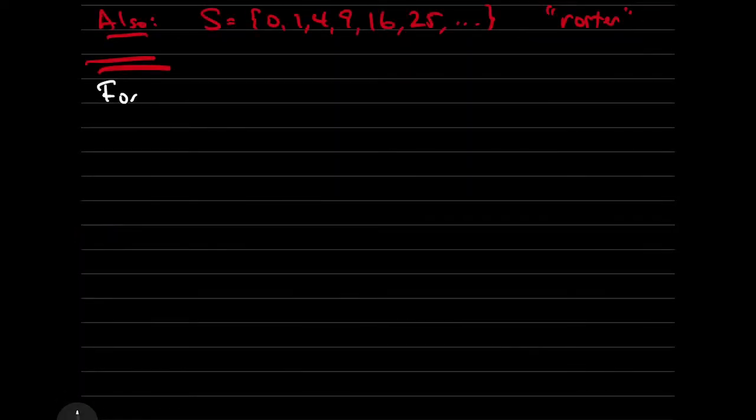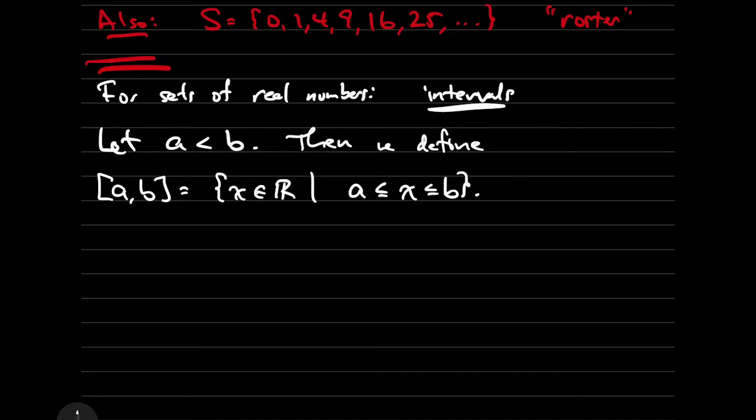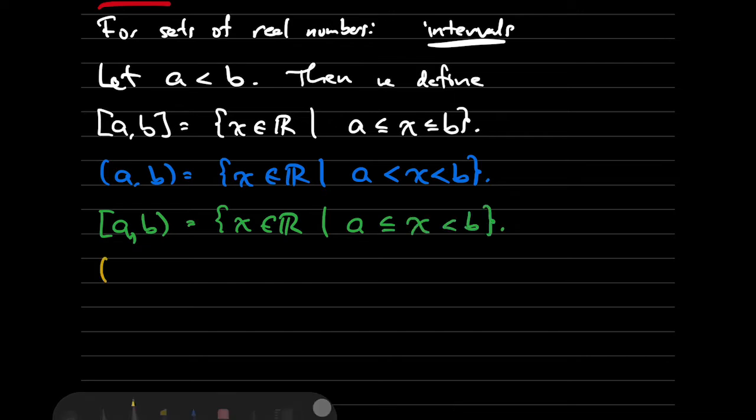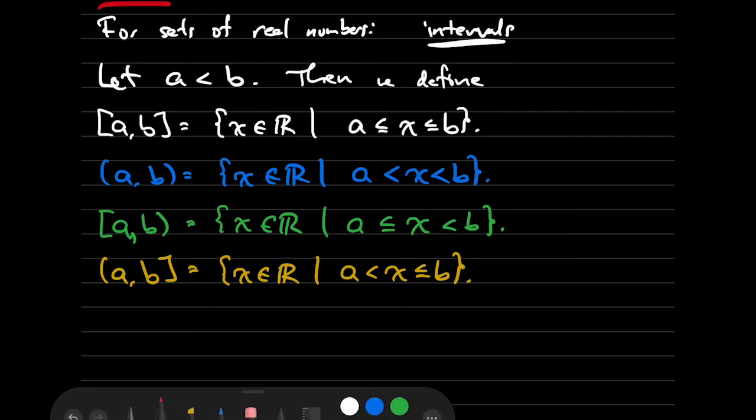We also have some special notation for intervals of the real line. If we take any two numbers a, b with a less than b, then we can define four sets. [a, b] with closed brackets means all the points between a and b, including the endpoints a and b. (a, b) with open brackets is all the points between a and b, but not including the endpoints a and b.